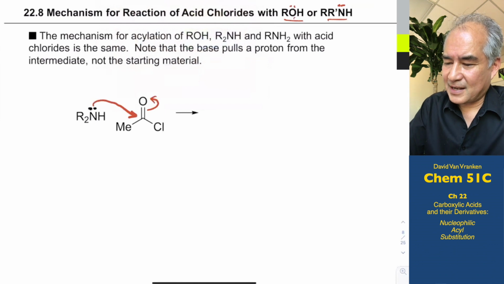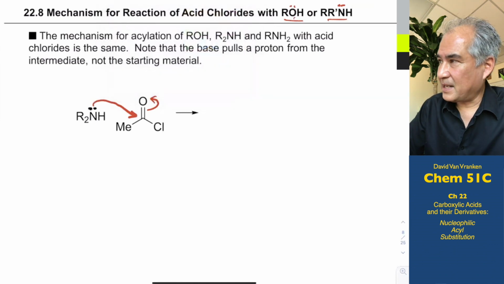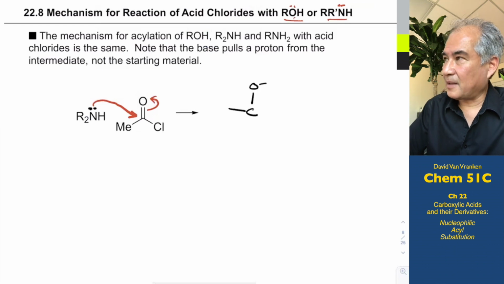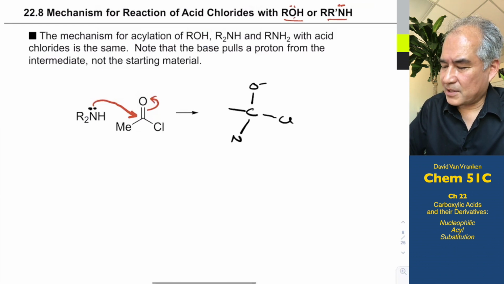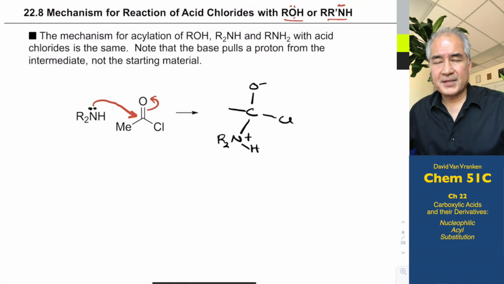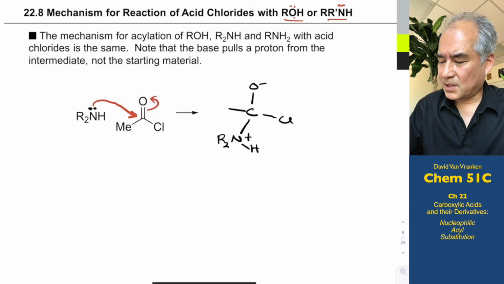Let's go ahead and draw out this next intermediate here. I'll draw the carbonyl carbon with the elemental symbol C. Here's our chloride leaving group. And here's our nitrogen atom. We just made a new nitrogen carbon bond. With four bonds to nitrogen, you have to have a positive charge. So now we're going to end up with this zwitterionic intermediate.